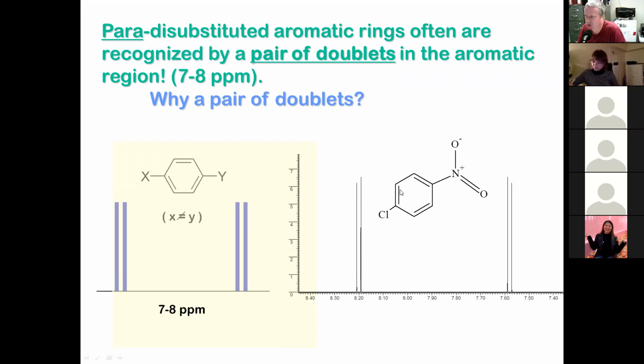Okay, this is an example. Chloro-nitro. So we have a chloro on one side, nitro on the other. This is all in the benzene region, that kind of 7-8-ish region, right? Pair of doublets. Pair of doublets. It's para, okay? When you see the pair of doublets, you say, must be para-disubstituted, okay?